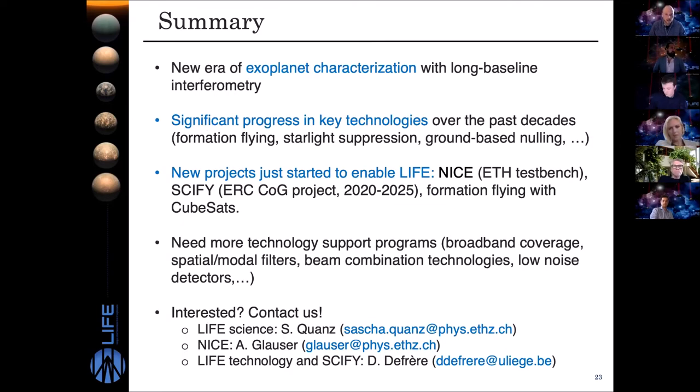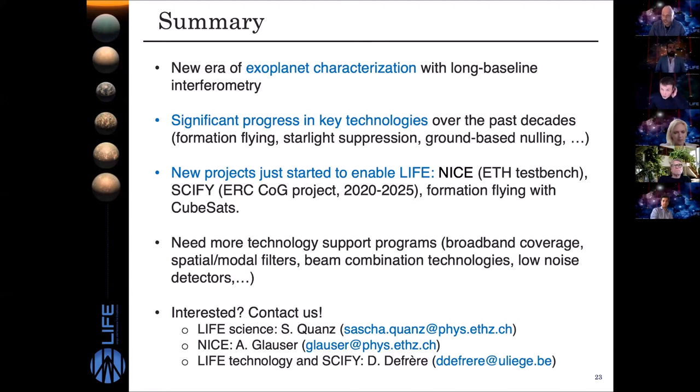This is my summary slide. These are the key points of my talk, and I will go over them. We are now in the new era of exoplanet characterization with long baseline interferometry. We have seen the new result from the GRAVITY team with the first characterization of an exoplanet using interferometry. We have been making a lot of progress in key technologies over the past few years and decades, like formation flying, starlight suppression, and ground-based nulling in the US with the Keck Nuller and the LBTI.